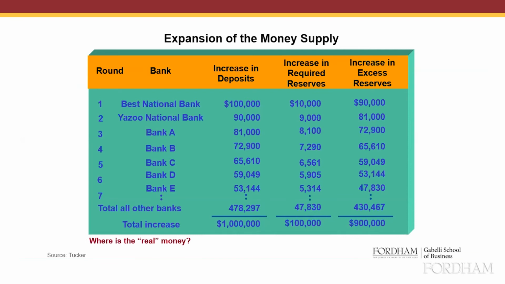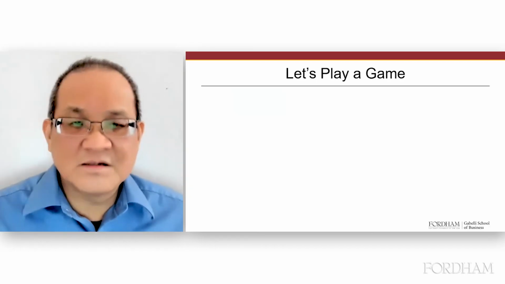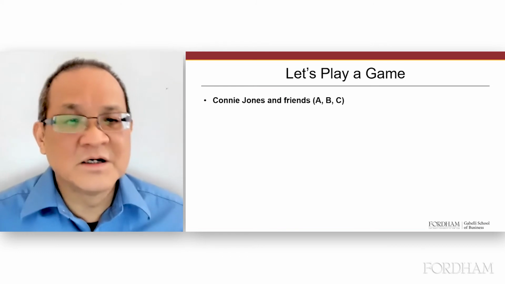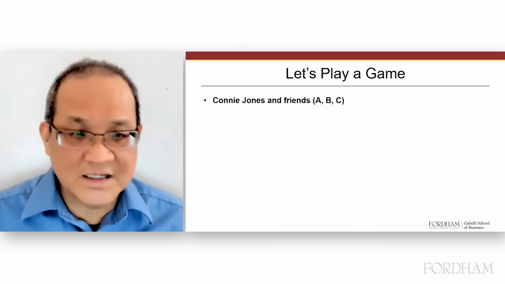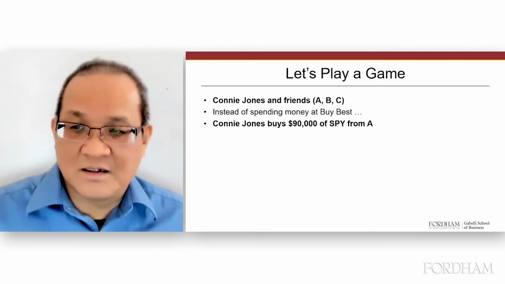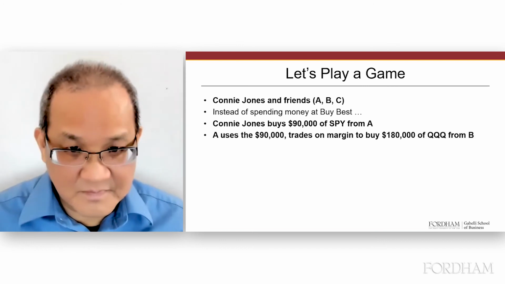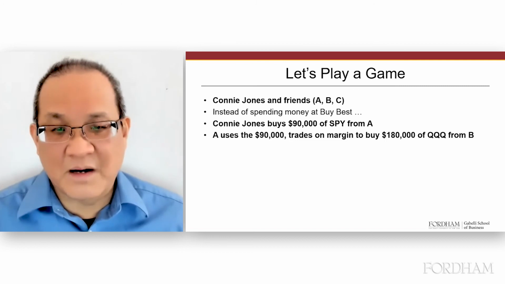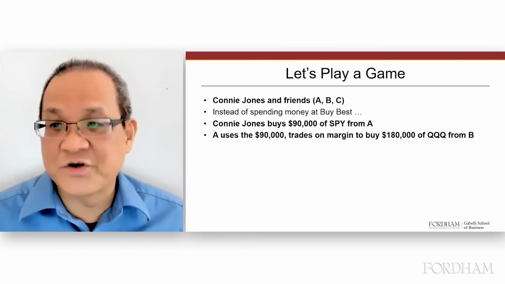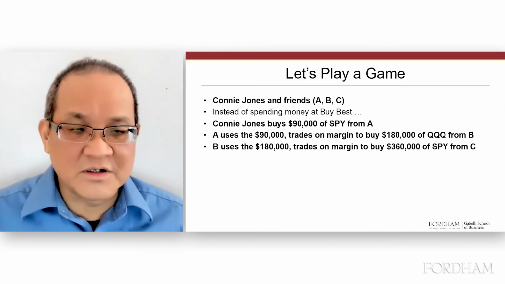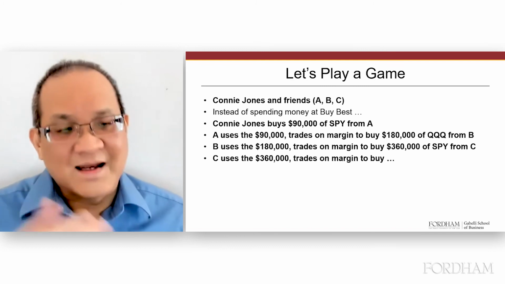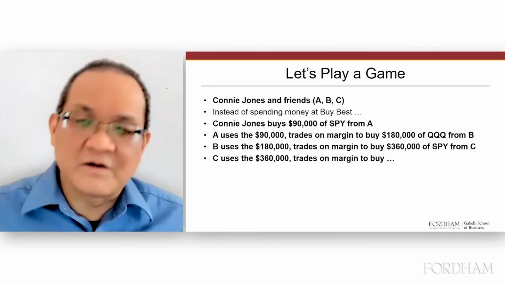So, where is the real money? For this, let's play a game. Suppose instead of spending the money buying electronics or whatever at Buy Best, Connie Jones and three friends, A, B, and C, do something else. Connie Jones buys $90,000 of SPY, the ETF for the S&P 500, from A. And A uses the $90,000 to trade on margin to buy $180,000 of QQQ from B. That is the NASDAQ 100 exchange traded fund. B uses the $180,000 to trade on margin to buy $360,000 of SPY from C. And C uses the $360,000 to trade on margin to buy, well, you see the pattern.